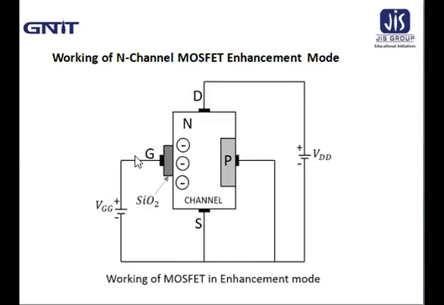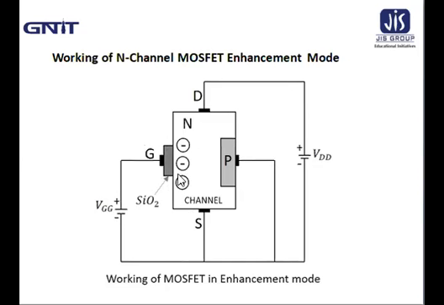Now let some positive voltage be applied at VGG. Then the minority carriers, that is holes, get repelled and the majority carriers, that is electrons, get attracted towards the SiO2 layer, this portion. With some amount of positive potential at VGG, a certain amount of drain current ID flows from source to drain.